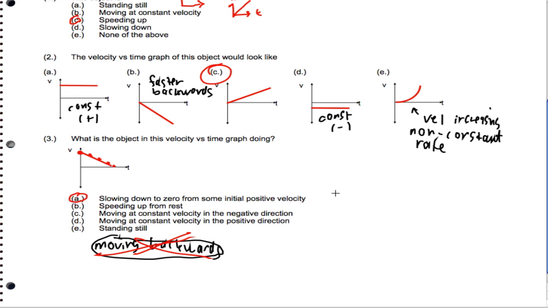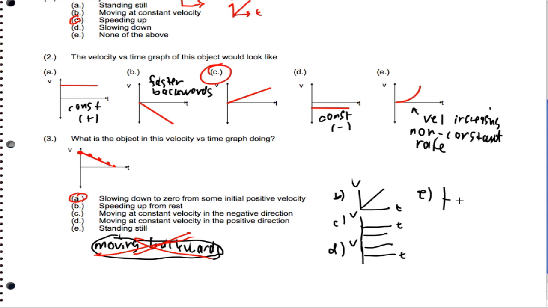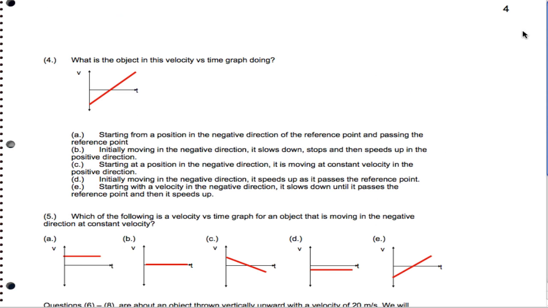By the way, if you were wondering what the graph for choice B looks like, that would be this. For choice C, that would be this, where this is a V versus T graph, and this is also a V versus T graph. And then for D, moving at a constant velocity in the positive direction, that would be this. So this would be your time, and this would be V as a function of time. And then for E, sitting still, not moving, your velocity versus time graph would be a flat line on the x-axis like that. So that's good stuff to know.